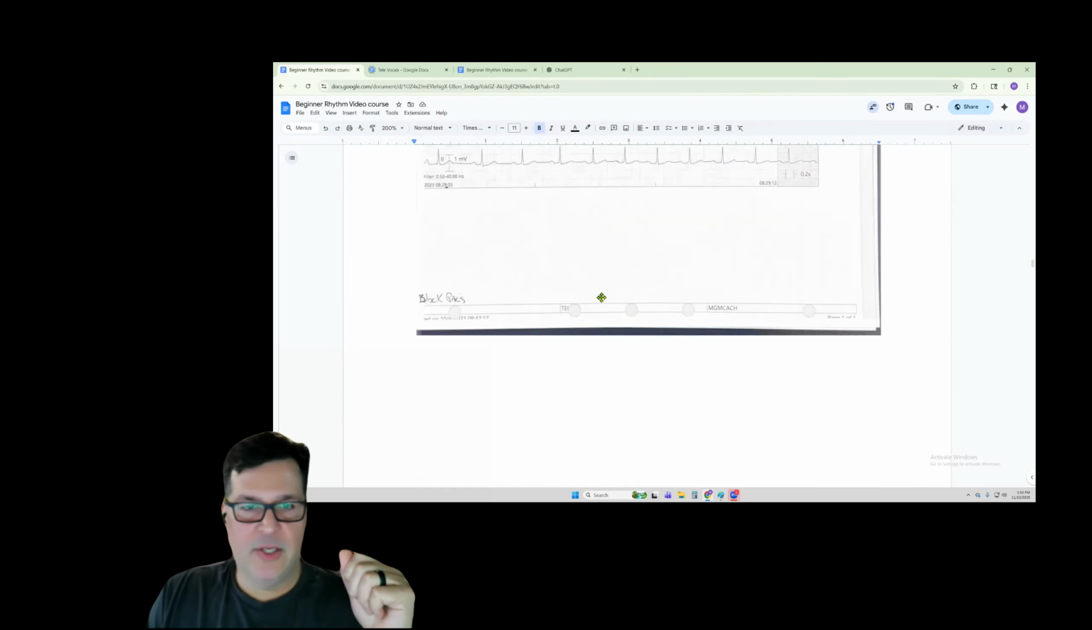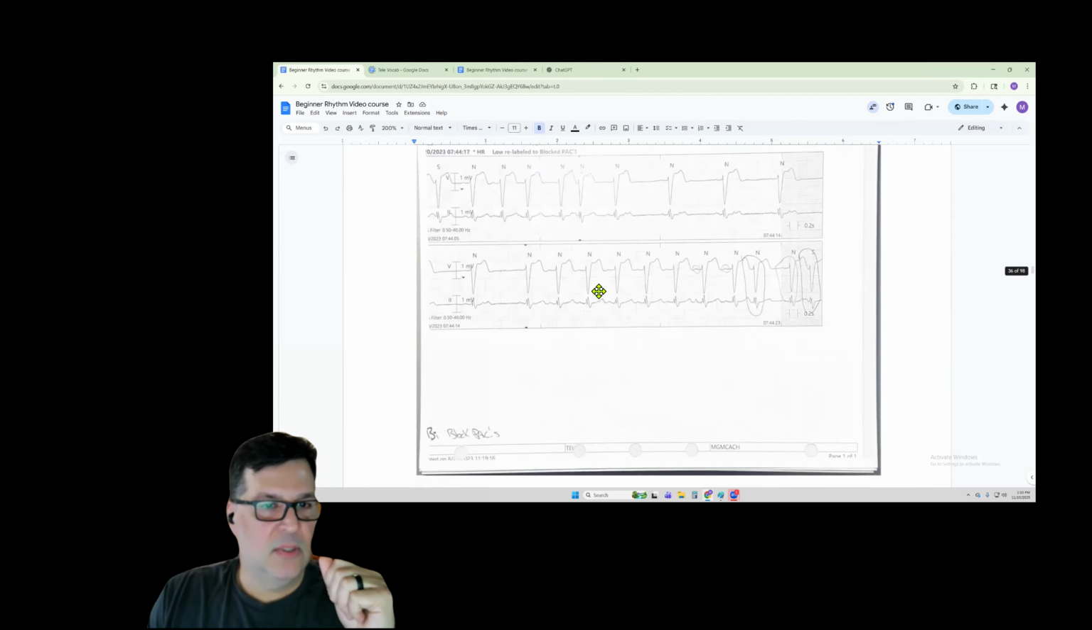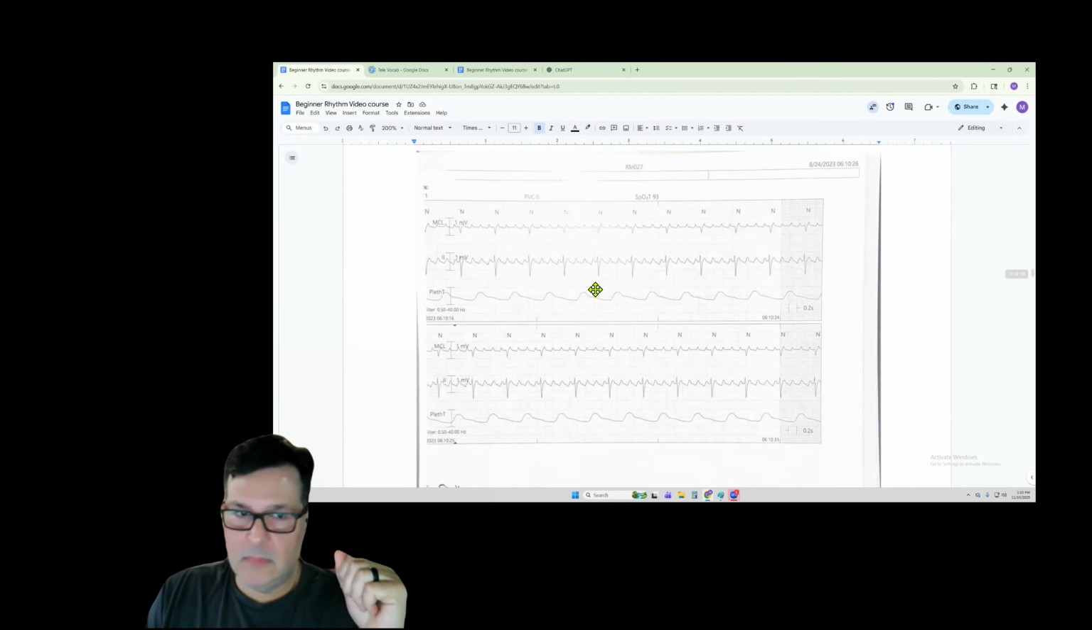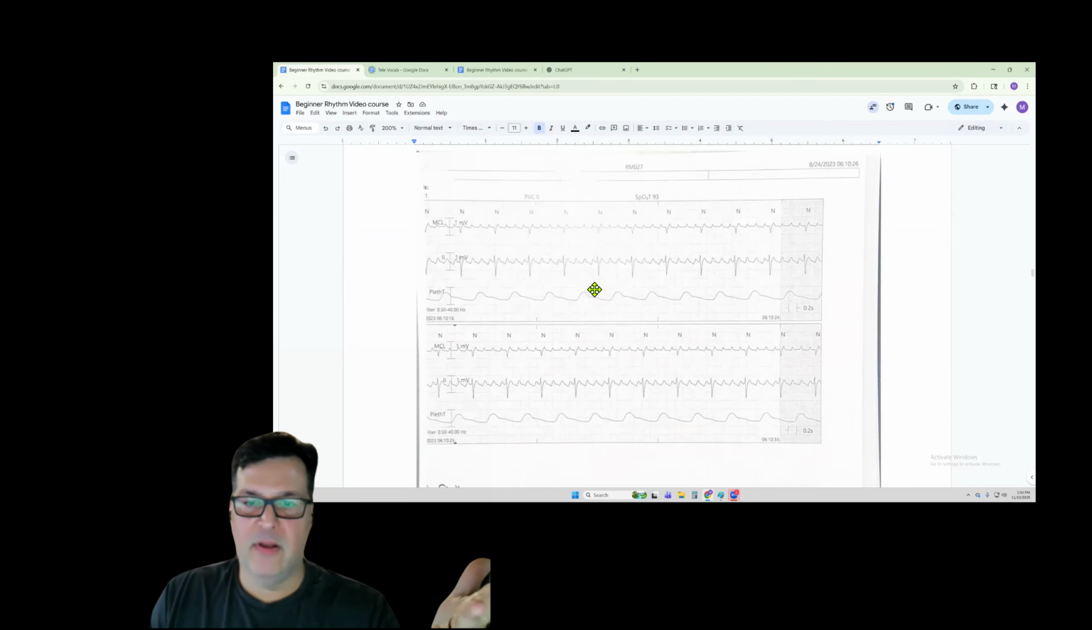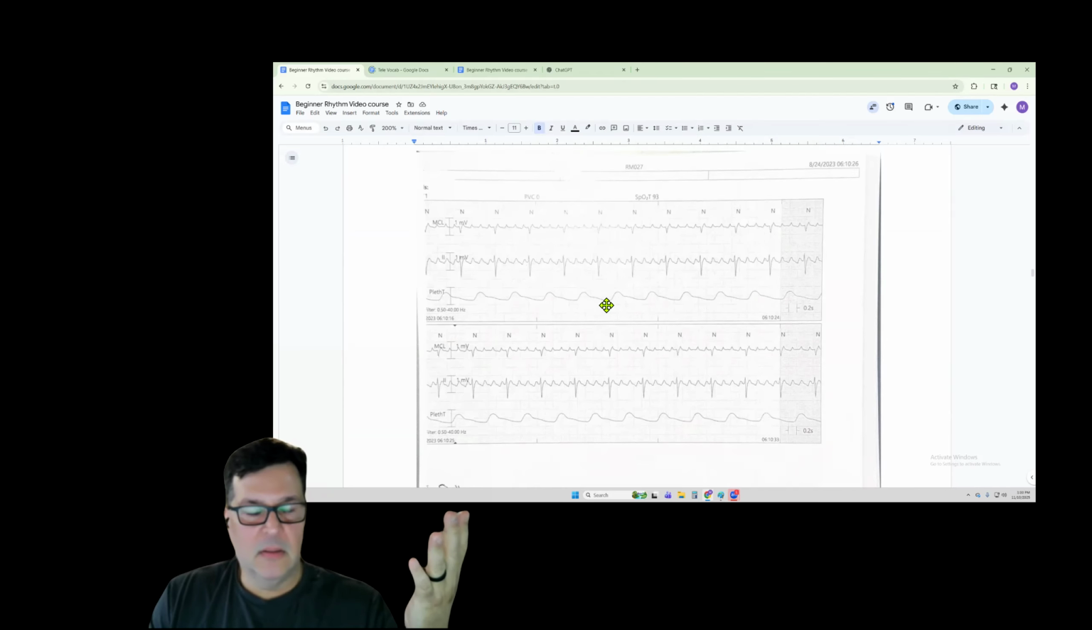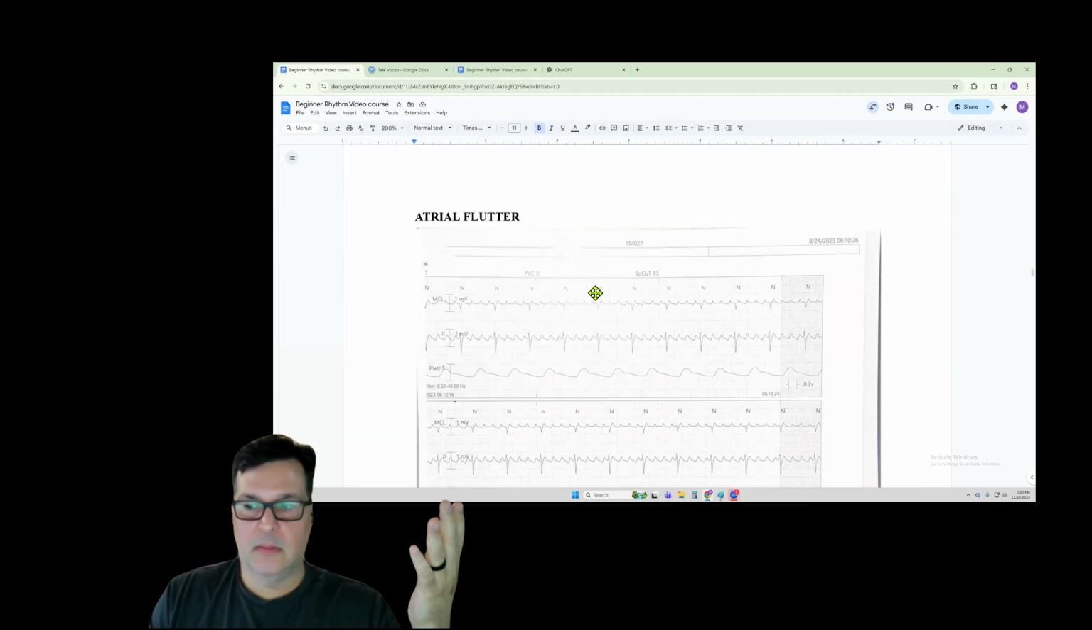All right, so other atrial rhythms. Let's get these guys for now. We talked about flutter. How do you feel about flutter? Want to go over flutter again? I feel pretty good about flutter.